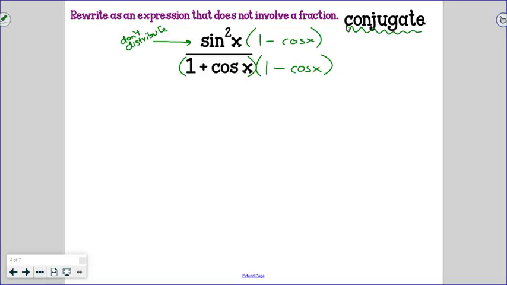That is a difference of 2 squares. It behaves the exact same as every difference of 2 squares. It'll end up being the first thing squared minus the second thing squared. But if I forget and I FOIL, guess what? We get the right answer anyway. So 1 times 1 is 1. That'd be minus cosine of x plus cosine of x minus cosine squared. And your middle terms will always cancel. And we'll always get the first thing squared minus the second thing squared. 1 minus cosine squared of x.